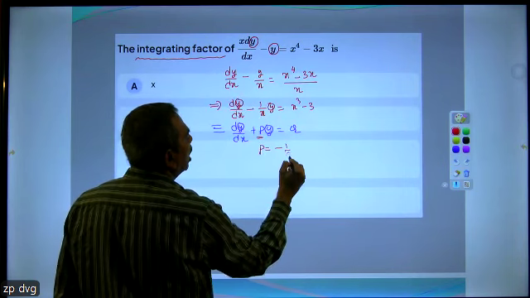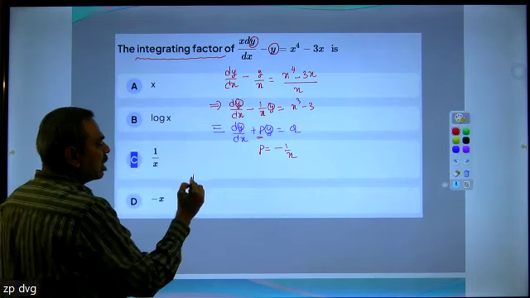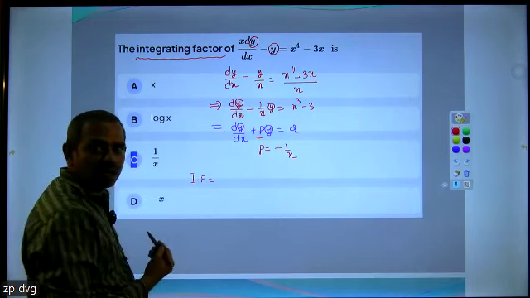Before y, what is there here? Minus 1 by x. That's all. So he is asking what? Only the integrating factor is being asked. So what is the integrating factor?